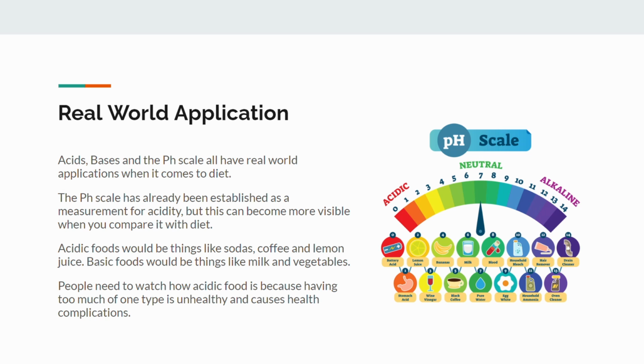And this has an application when it comes to diet, because if you have an imbalance between the two, let's say you have a diet high in acidic foods, then you're going to have a lot of different problems down the line. Stomach, kidney, liver problems. You're at risk for cancer, at risk for heart disease, and having a highly acidic diet also does a lot of damage to your tooth enamel.